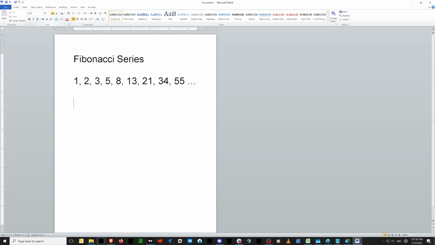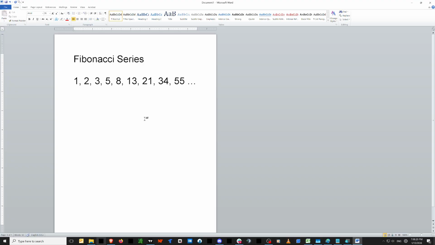That is called the Fibonacci series. And as you can see, it's simply the addition of the two numbers preceding. And so again, 2 plus 3 makes 5. 3 plus 5 makes 8. 5 plus 8 makes 13, and so on. And now that's part of the Fibonacci series.